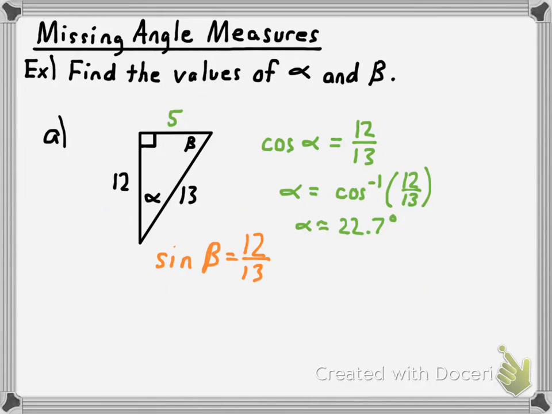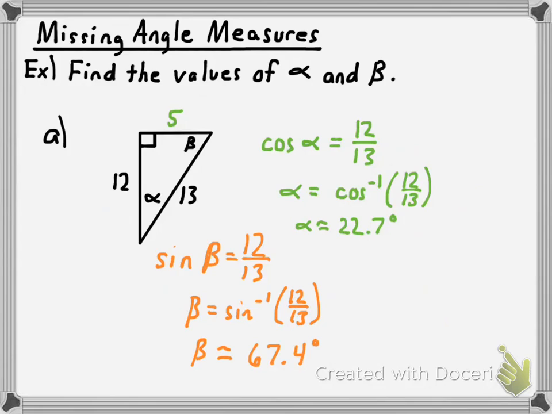And then when you have the sine of an angle that you know, and you want to find the angle, use sine inverse in a similar way to how you used cosine inverse a moment ago. We can say that beta is equal to the sine inverse of 12 over 13. And you'll see sine inverse right above the sine function on your calculator. Use that, and you'll get that beta is approximately 67.4 degrees.